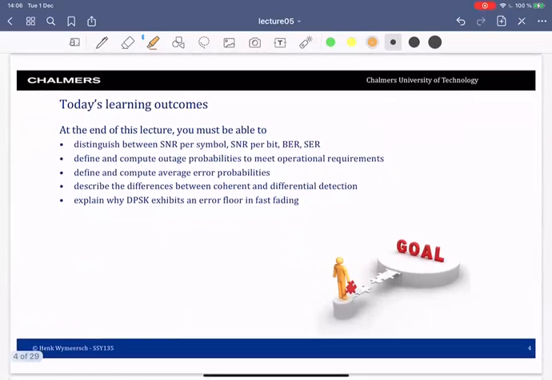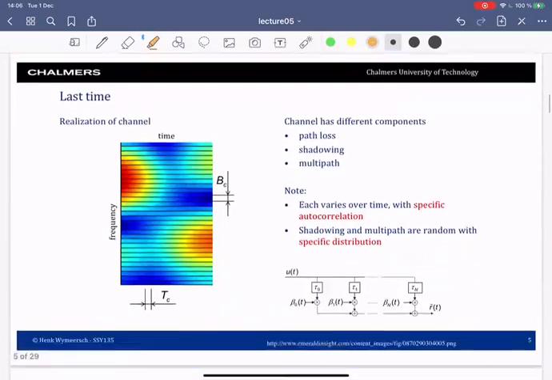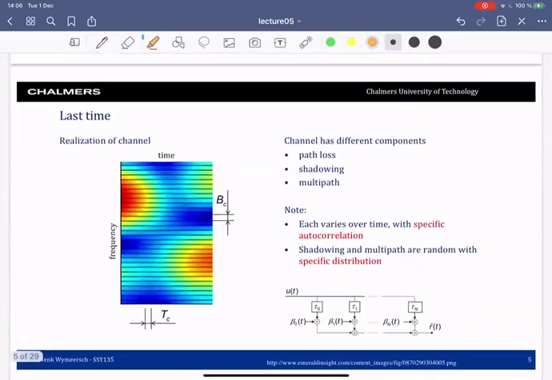Learning outcomes for today are the distinction between different types of SNR, computing outage probabilities, average error probabilities, describing the difference between coherent and differential detection, and explaining why a differential PSK has an error floor. We will cover all of this today. First, we have a few slides recapping the previous lecture.